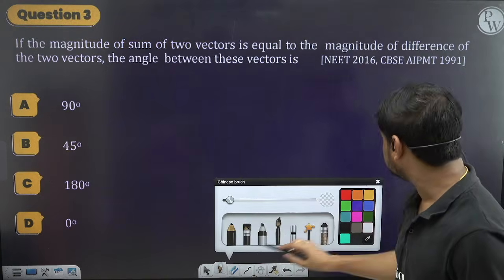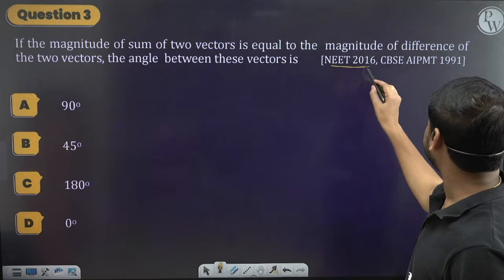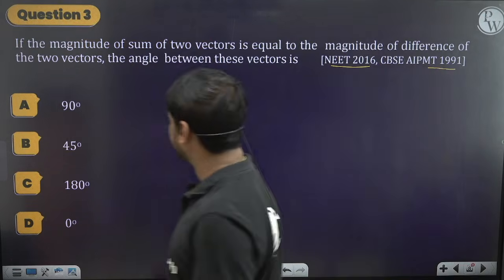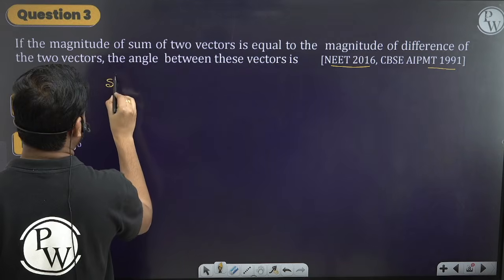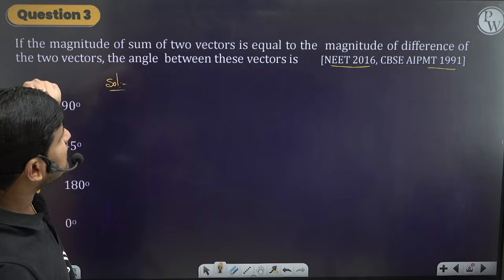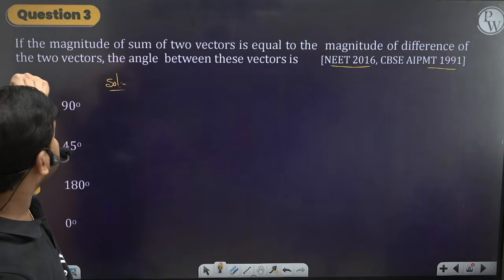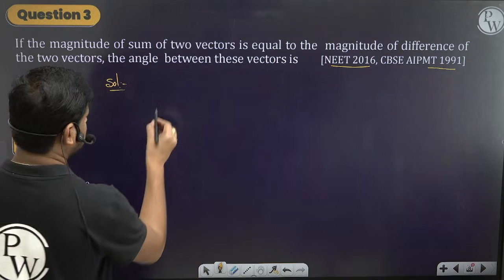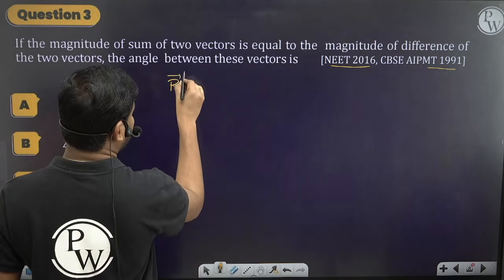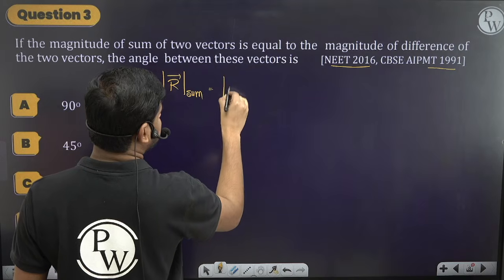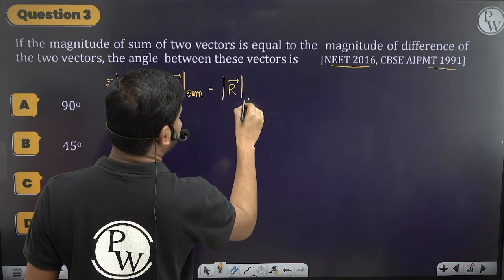So let's take one question which was asked previously, in NEET 2016 as well as APMT 1991. So what does the question say? If the magnitude of the sum of the two vectors is equal to the magnitude of the difference of the two vectors, then find the angle between the two vectors. So the magnitude of the sum of the two vectors is equals to the magnitude of the difference of the two vectors.